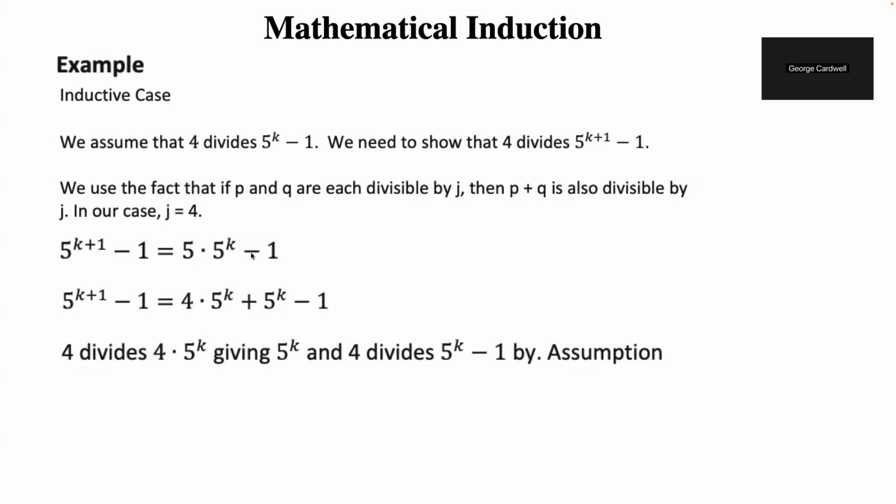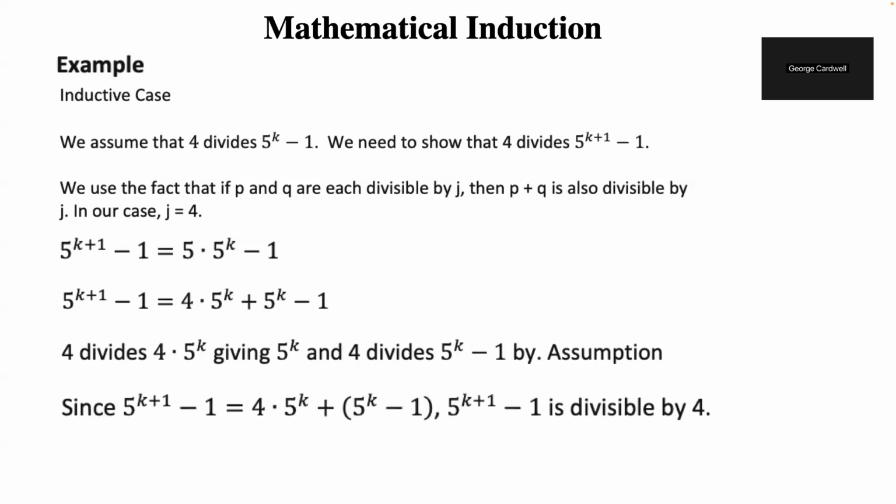But this sum is equal to that, which is equal to 5 to the k plus 1 minus 1. Therefore, we've proved it works now for 5 to the k plus 1 minus 1. Good. So again, the base case was n equals 1. We showed that 5 to the 1 minus 1 was 4, which is divisible by 4.